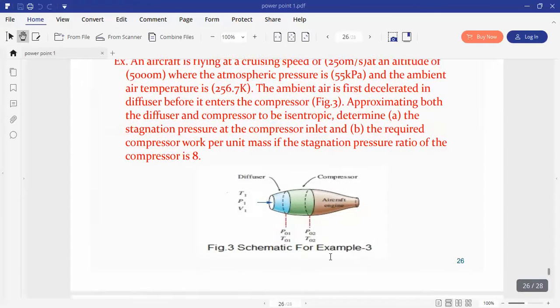From this figure, at the inlet of the diffuser, there is T1, P1 and V1. At the end of the diffuser, V equals 0 because the velocity is decelerated in the diffuser to 0 before entering the compressor.